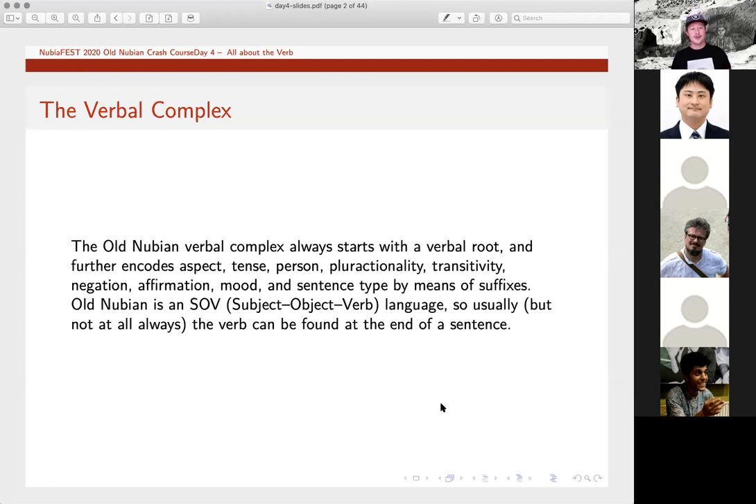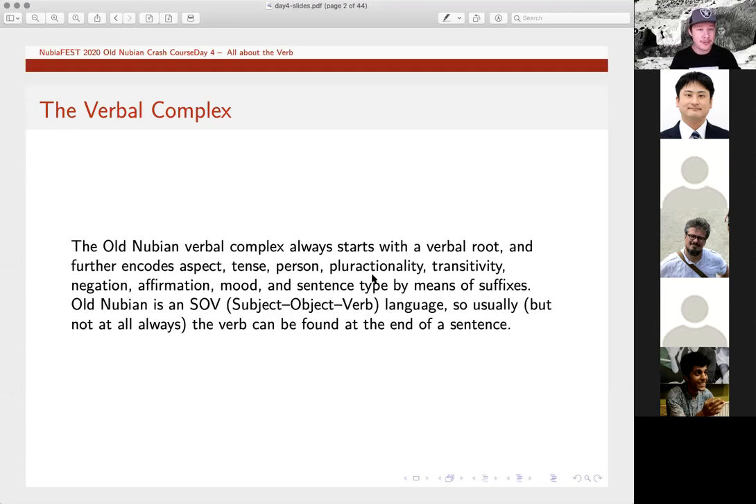So the Old Nubian verbal complex or verb phrase always starts with a verbal root. So you always know when you see a verb that the first part is the thing that carries the meaning. It's your lexical item, the thing that you find in the dictionary. It's usually one syllable, sometimes two, sometimes crazily three. So the things are not very large. And then following that, you can have things like aspect, tense, person, pluractionality or verbal number, however you want to call it, transitivity, negation, affirmation, mood suffixes, and also a sentence type.